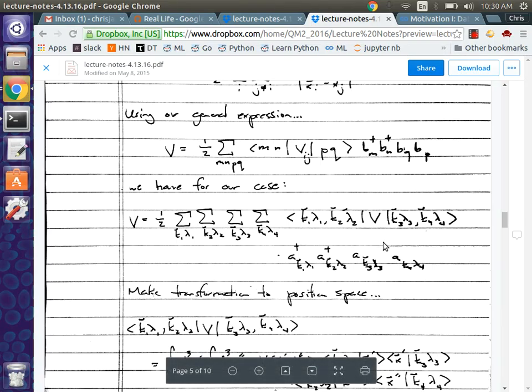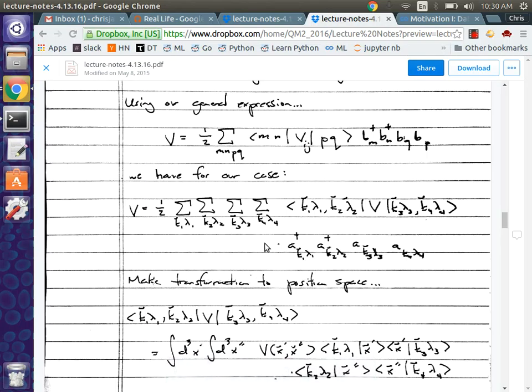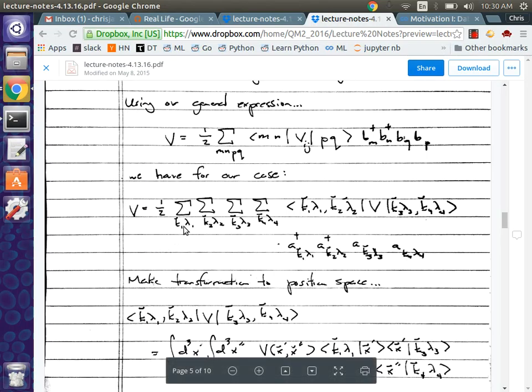All right, so when we write down this operator in our general form, it looks pretty nasty, right? We've got 4 sums, really 8 sums. Well, really 4 integrals and 4 sums. But let's just treat k as being discrete for right now.